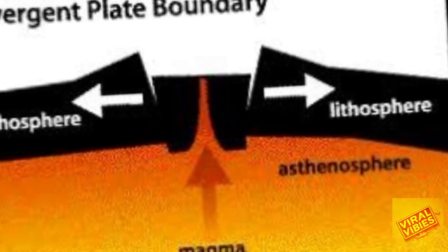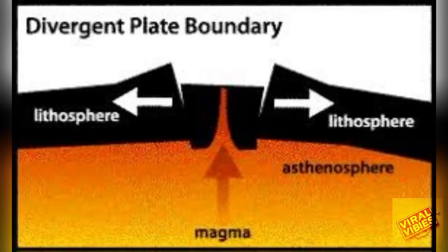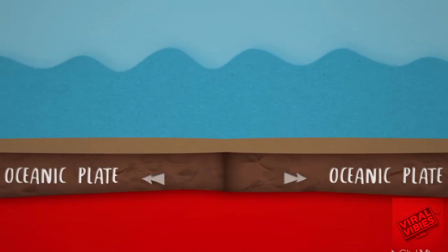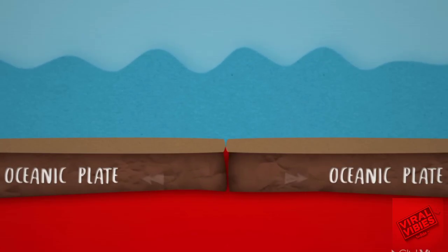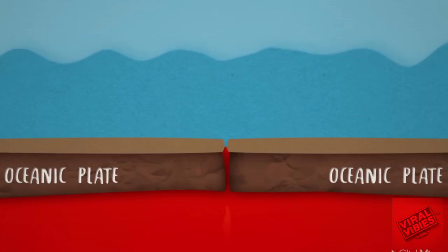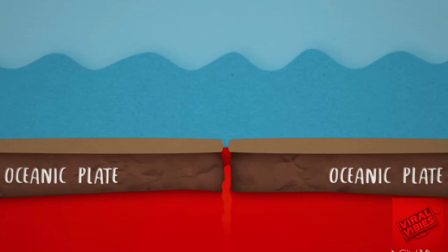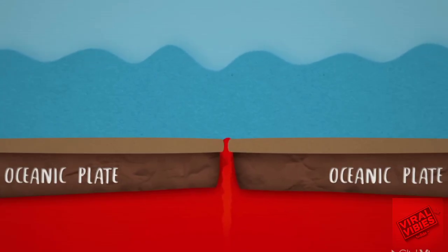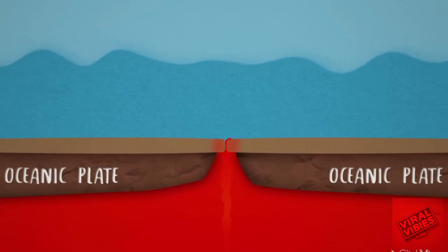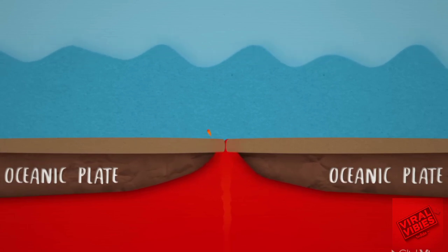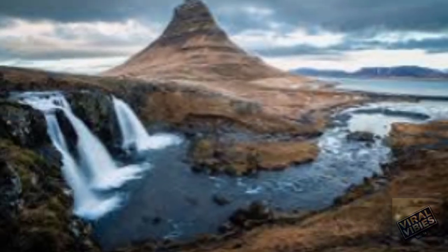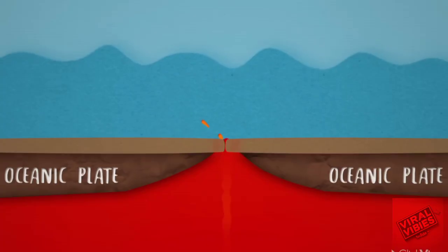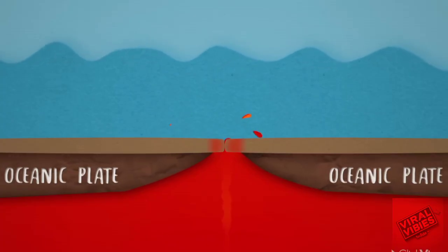The second type of boundary is called a divergent boundary. This is where tectonic plates are moving away from each other. As the plates separate, magma rises up from the mantle to fill the gap. This type of volcanic activity often occurs on the ocean floor, creating underwater volcanoes and new crust. Over time, these can even build up into islands. Iceland is a unique example of a landmass formed largely by volcanic activity at a divergent boundary.